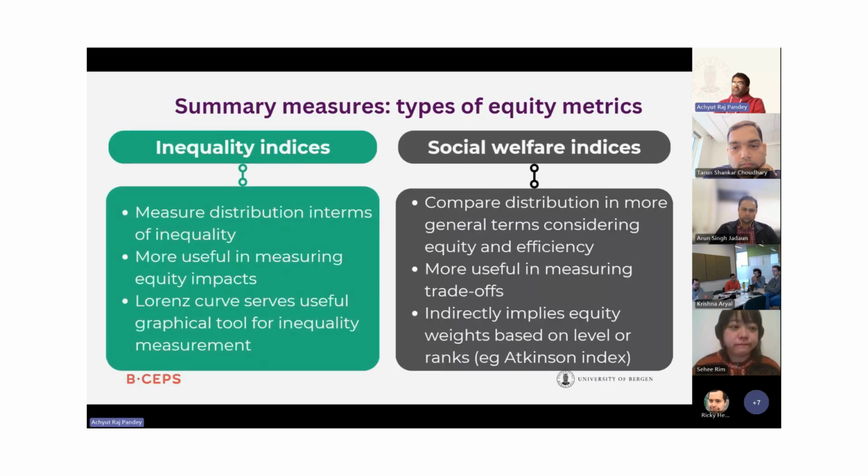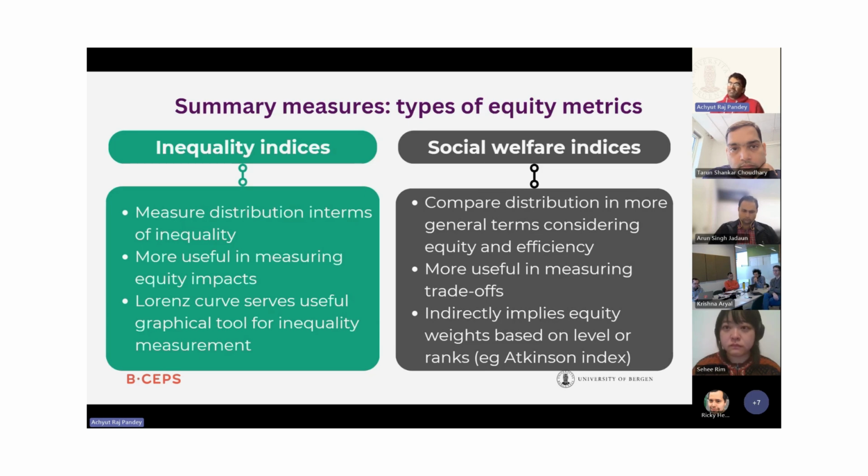There are some summary measures that help us quantify equity. One of the measures is inequality indices. As the name signifies, this measure is particularly interested in measuring the distribution in terms of inequality, and is particularly useful when we are interested in equity impacts. The Lorenz curve is one example of inequality indices that graphically presents the inequality measurement.